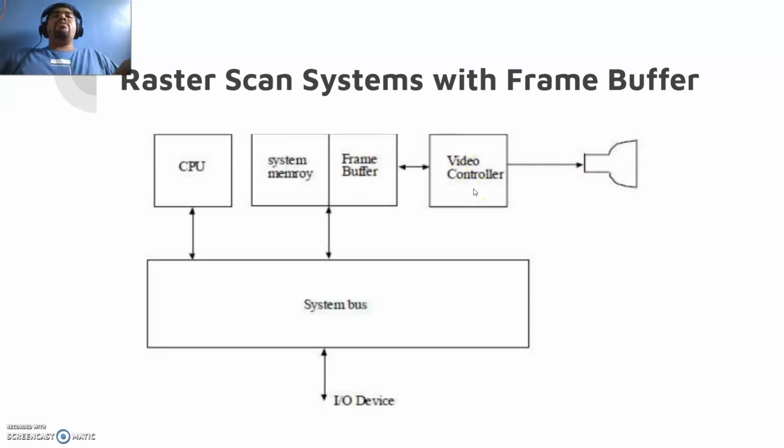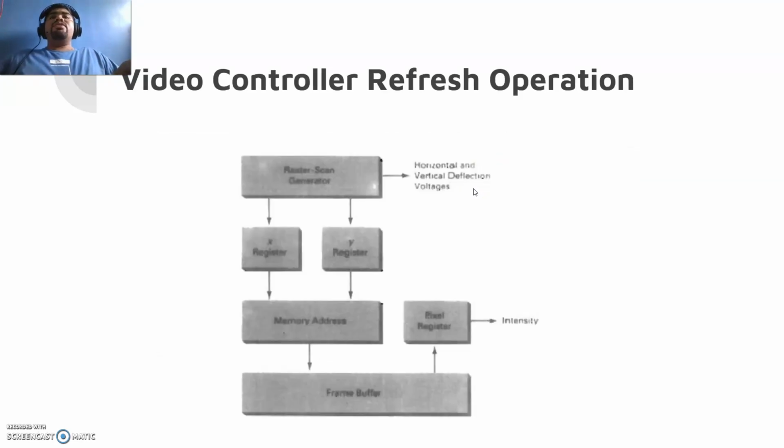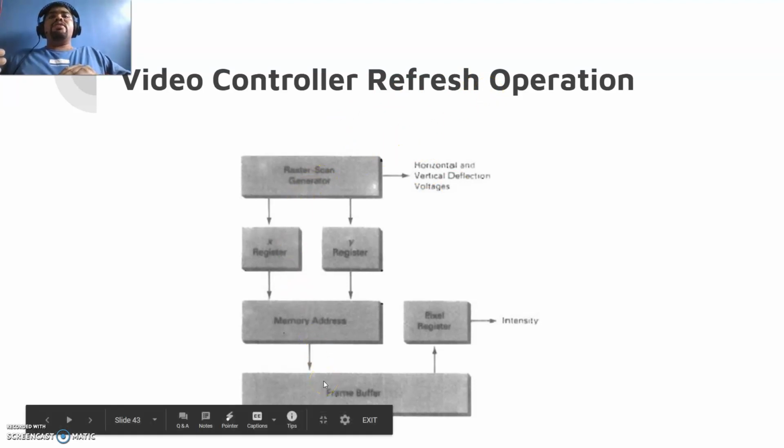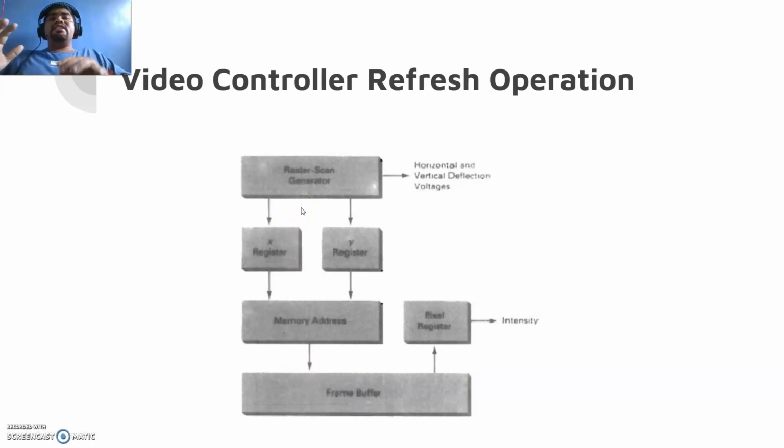So you need to understand what the composition of the video controller is, and how the video controller refreshes, how the refresh operation takes place. The frame buffer is going to hold the information about that particular pixel. So what is stored in the frame buffer? The raster scan generator, the scan conversion that takes place, they talk about the X register and the Y register. This is the X axis and the Y axis.